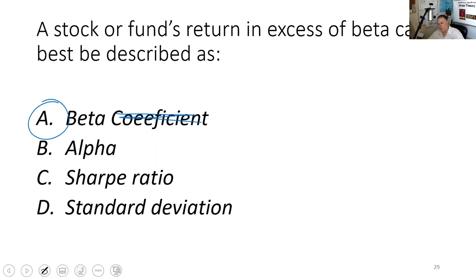So a beta of 2 would be twice as volatile as the underlying market, right? So the market goes up 10%, usually the S&P 500, I would expect it to go up twice as much. So the market goes up 10, I expect 20. By the way, it works in both directions. So the market comes down, works both ways.